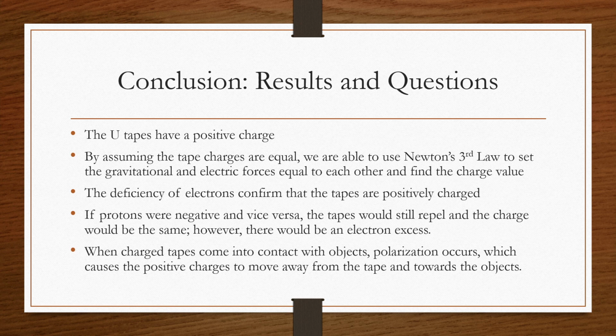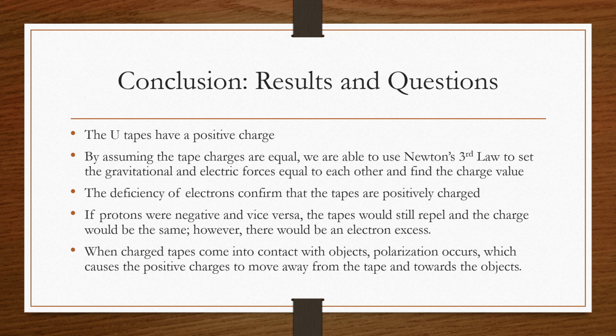To summarize, our results showed that the U-tapes had a positive charge, as indicated by the electron deficiency and the repelling of a negatively charged pen by the tapes. By using Newton's third law, we set the two forces acting on tape B equal to each other and found the charge of the tape, which we then used in different calculations to better understand the tape's charge. Again, the deficiency of the electrons does confirm that the tapes were positively charged.